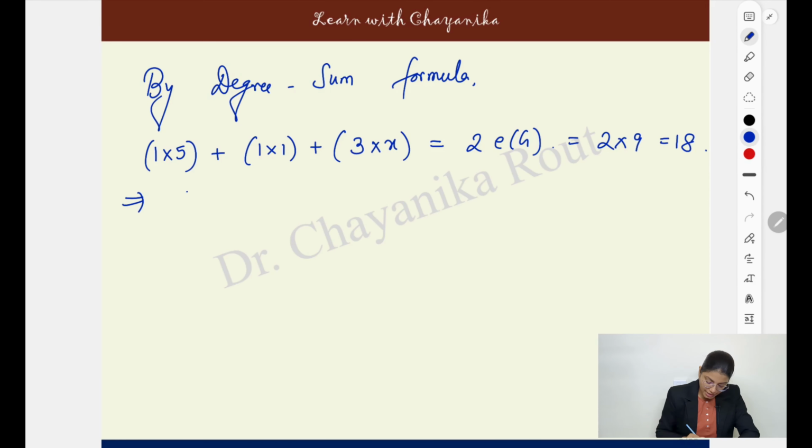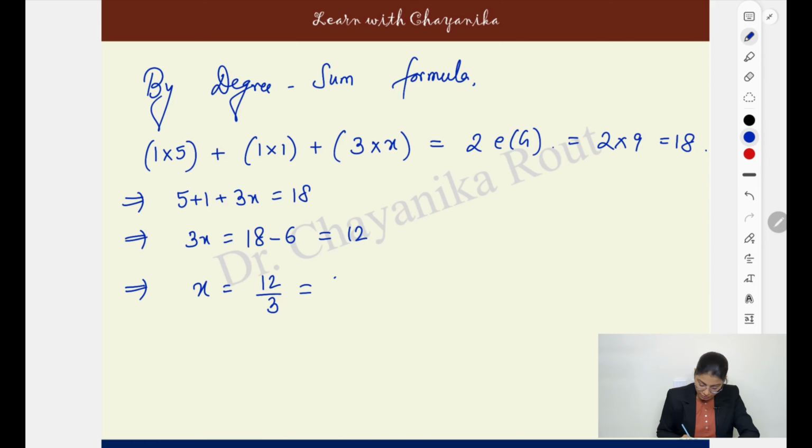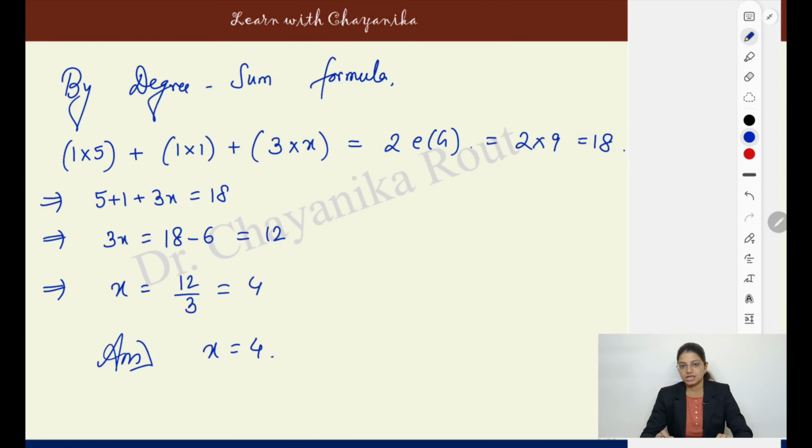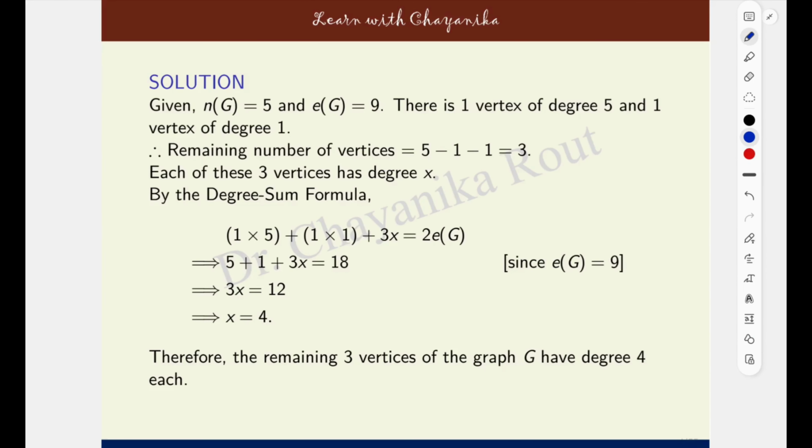So, if we simplify this, we get 5 plus 1 plus 3x equal to 18, which implies 3x equal to 18 minus 6, that is 12, which provides us the value of x as 12 by 3, that is 4. Therefore, the solution to this problem is x is equal to 4. So, the remaining 3 vertices have the degree 4 each. So, this is the solution to the problem as presented on this slide. You can look into this for your reference.